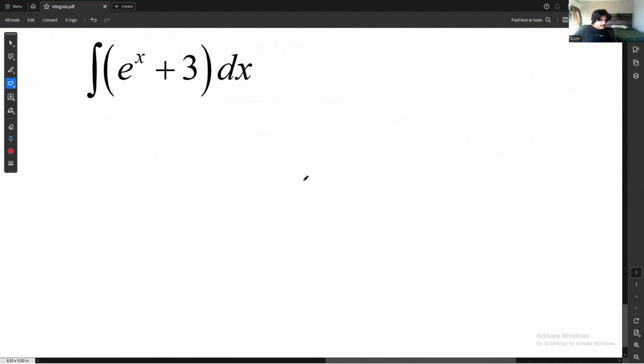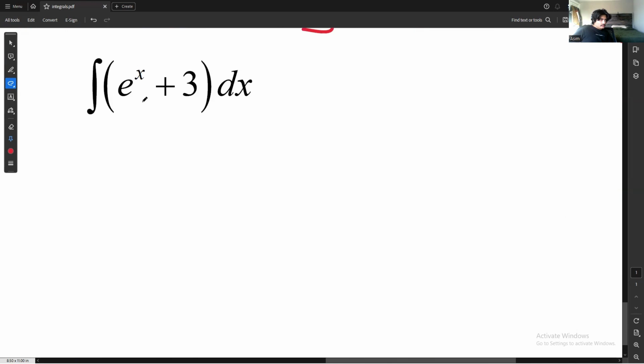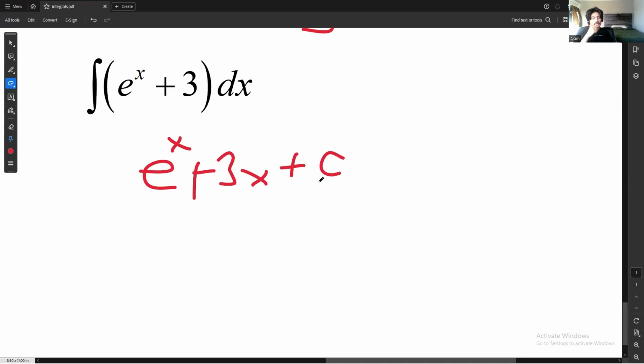And here is our last question. Integral e to the x plus 3. If we're integrating e to the x, it just integrates as e to the x, nothing else. And 3, since we're integrating in terms of x, we're just going to multiply by x, 3x. Also, your plus c.